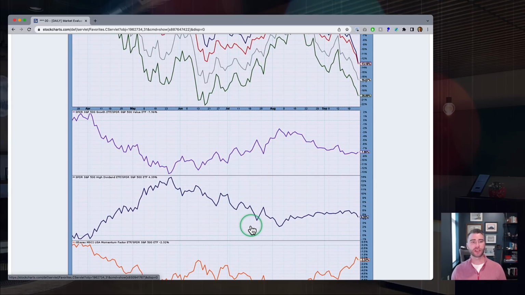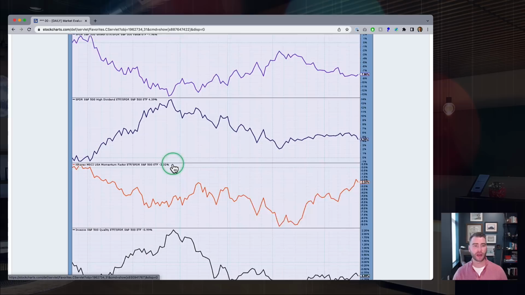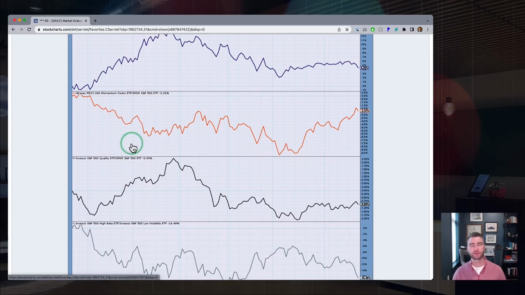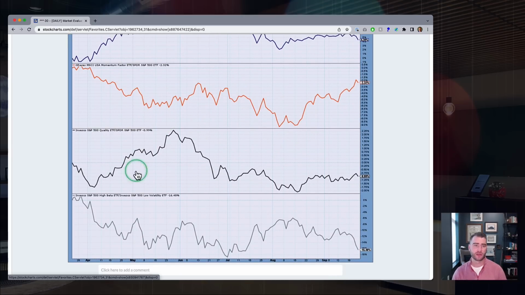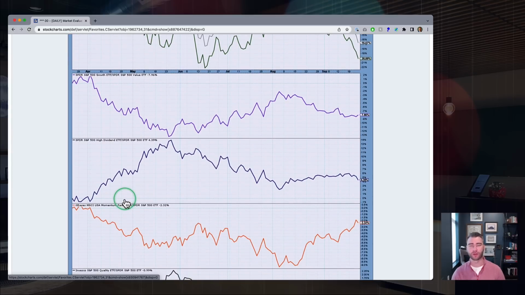So again, we've got some key ratios down below. We've got S&P 500 growth versus S&P 500 value, the growth versus value ratio. We can see which one is leading between those two. We've also got dividends versus the S&P 500, so a nice look at whether dividend payers are leading the S&P 500 or not. And then a couple other factors. We've got momentum versus the S&P 500 here, quality versus the S&P 500 here, and then high beta versus low volatility. So a couple of different market factors and some key ratios that I like to follow to give me a sense of what's happening in the S&P 500 below the surface or behind the scenes.